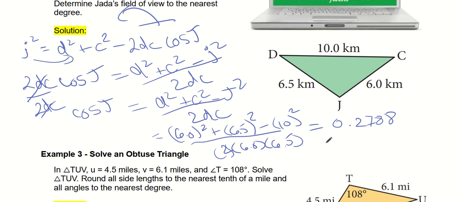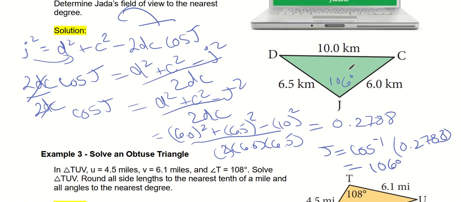So therefore, you can find what J is by doing the inverse of cos. Sorry, that's not cos, that's sine. So J equals the inverse cos of 0.2788. That gives you a value of 106 degrees. There we go. That's her field of view. Her field of view is 106 degrees.